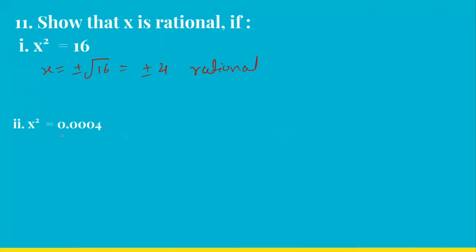The next, x square is equal to 0.00004. So, you get x is equal to root of 0.0004, which is equal to root of 4 upon, you will get 4 zeros in front of that. So square root of this is 2 upon square root of 10,000, which is 100. So when you simplify, you get 1 upon 50. And yes, it is a rational number. 1 upon 50 is a rational number.